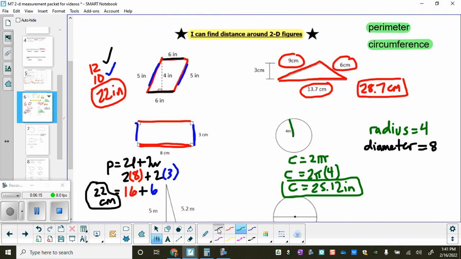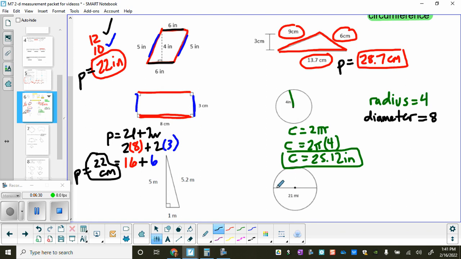Friendly reminder that for this one, I'm technically putting perimeter equals. For this one, I'm technically putting perimeter equals. For this one, I can put perimeter equals, but now because I'm dealing with a circle, that's why you see the circumference.